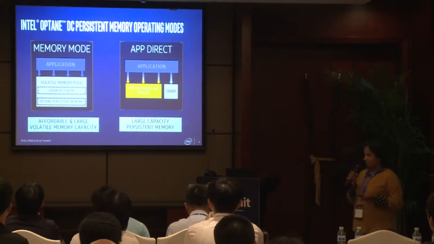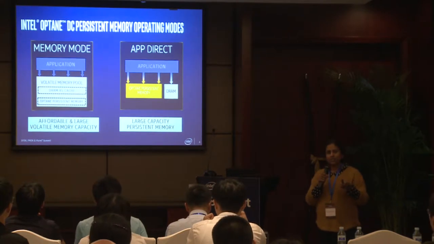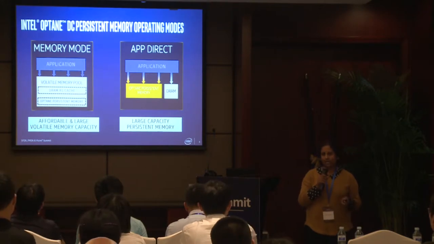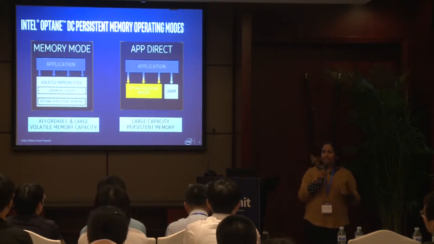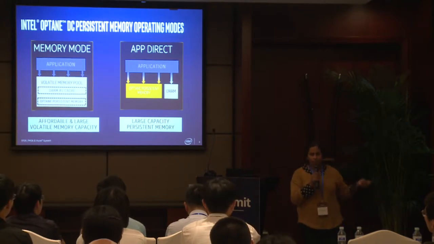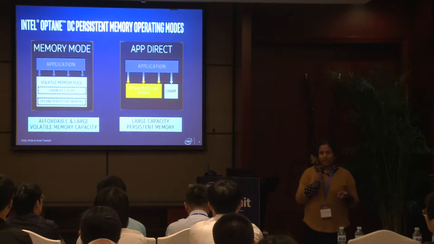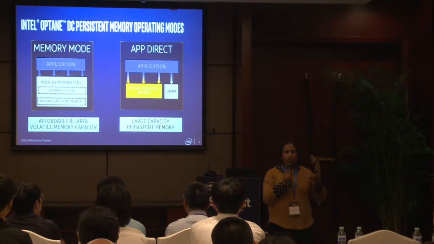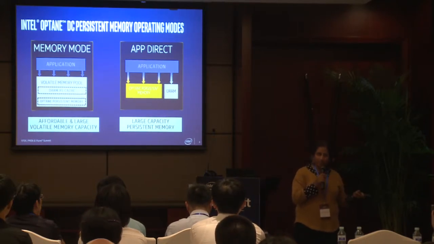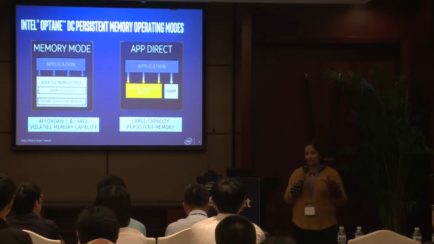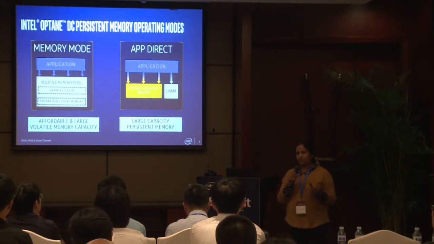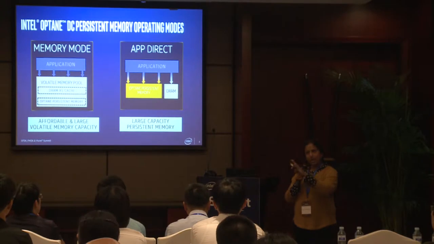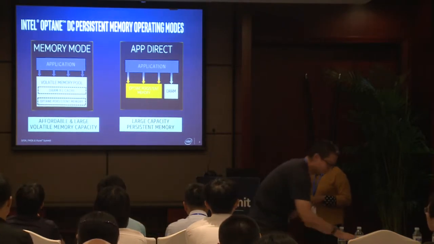In memory mode, the other thing that happens is the DRAM capacity that's on the platform is totally hidden from the operating system. Let's say an example: we have 384 gigabytes of DRAM in the system, and then say 1.5 terabytes of Optane DC persistent memory. When you configure in memory mode and you reboot and come back up, you only see 1.5 terabytes of volatile memory. So DRAM is totally hidden from the operating system and the application. I'll talk about that a little more as we go through the provisioning.